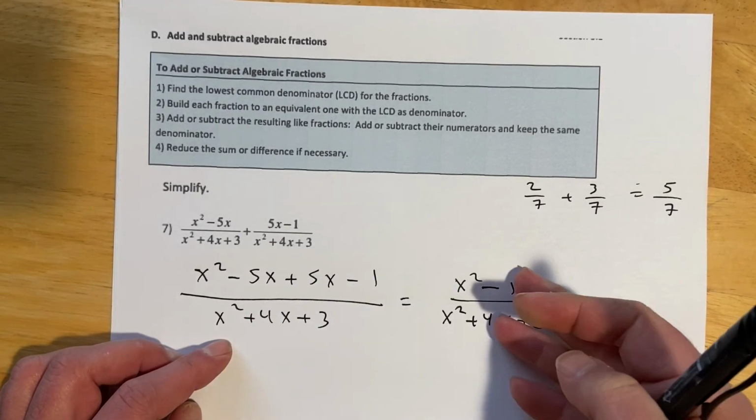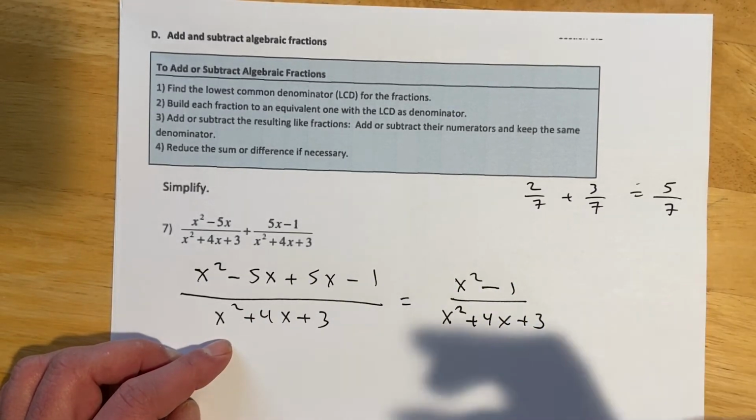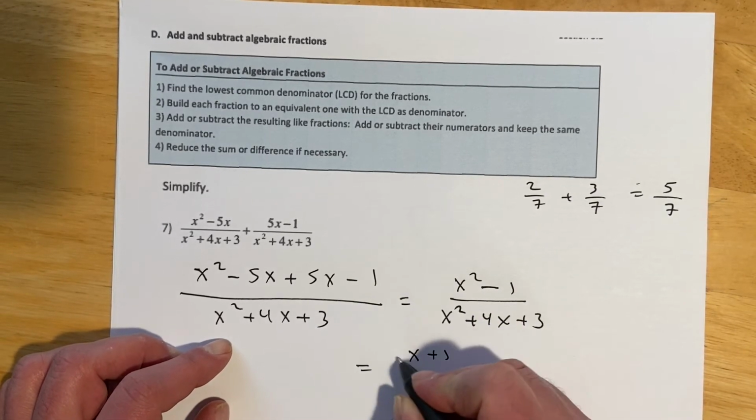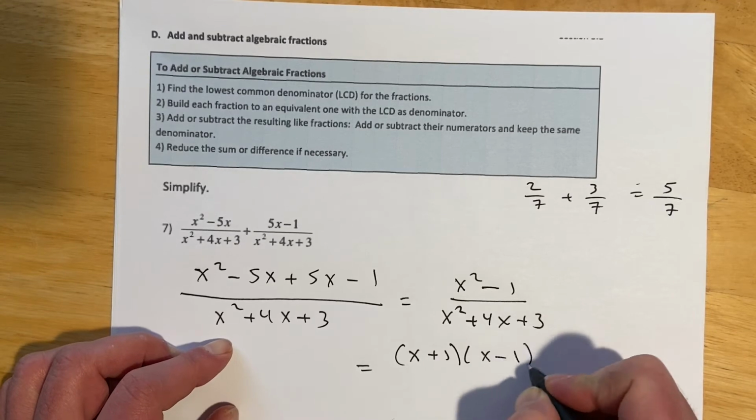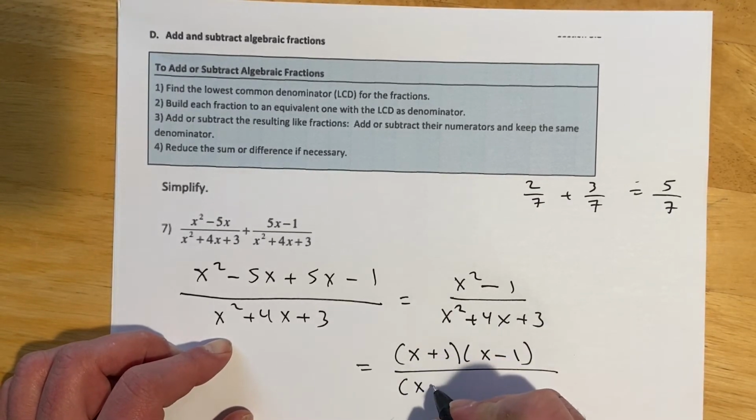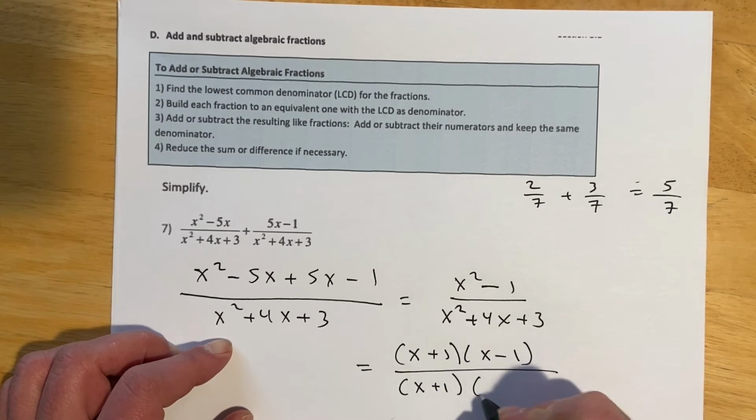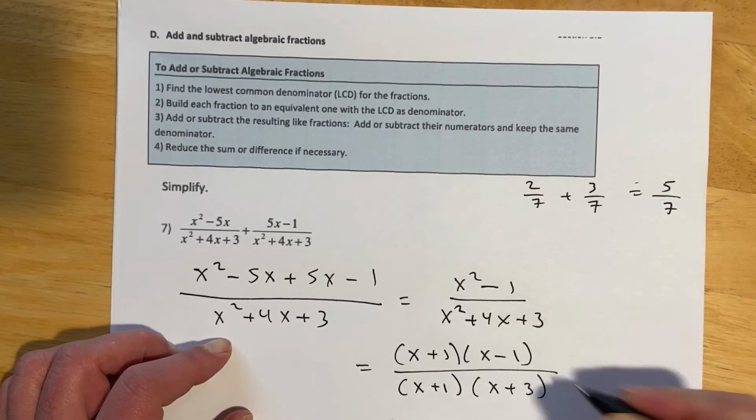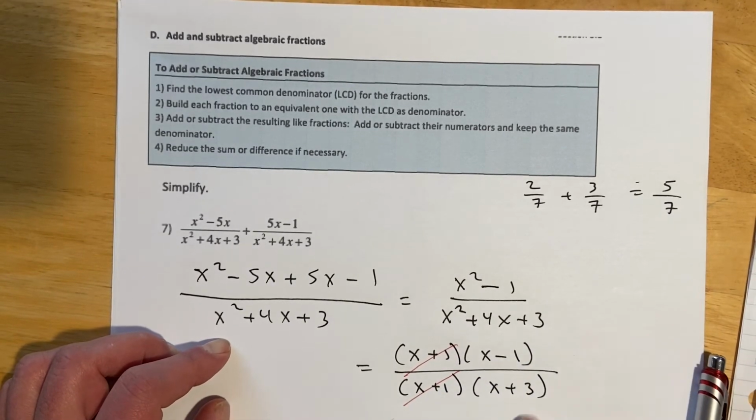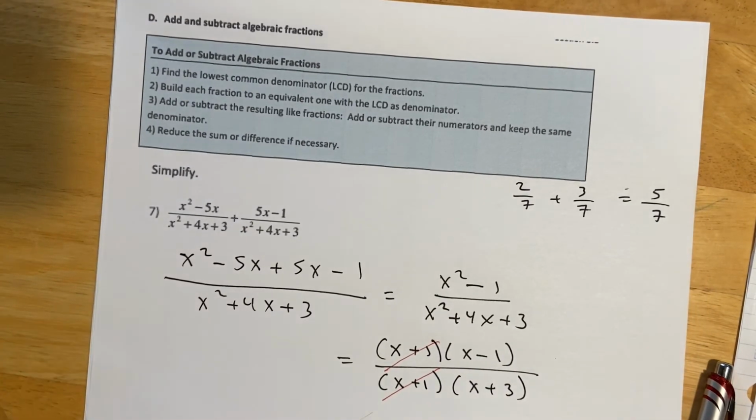And then there's the fractions that we're just reducing. So we've got to check and see if it factors, and it does. Multiplies to be 3, adds to be 4 is going to be x plus 1 and x plus 3. And then there's those common factors of x plus 1, and then that's going to be the reduced form of my answer.